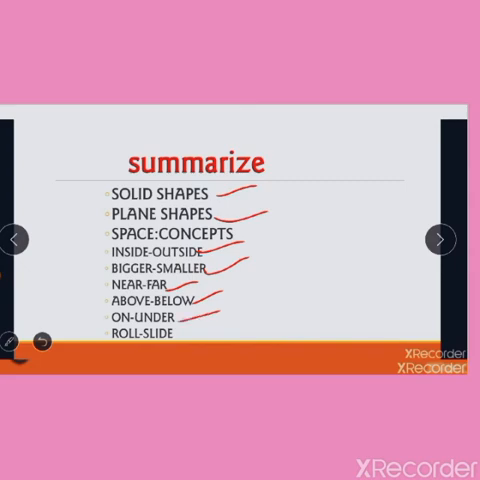On, under. The rat is on the clock. The cat is under the table. Roll and slide. You all know the roll and slide. Yes, the spherical shapes will be rollable and the flat shapes will slide.